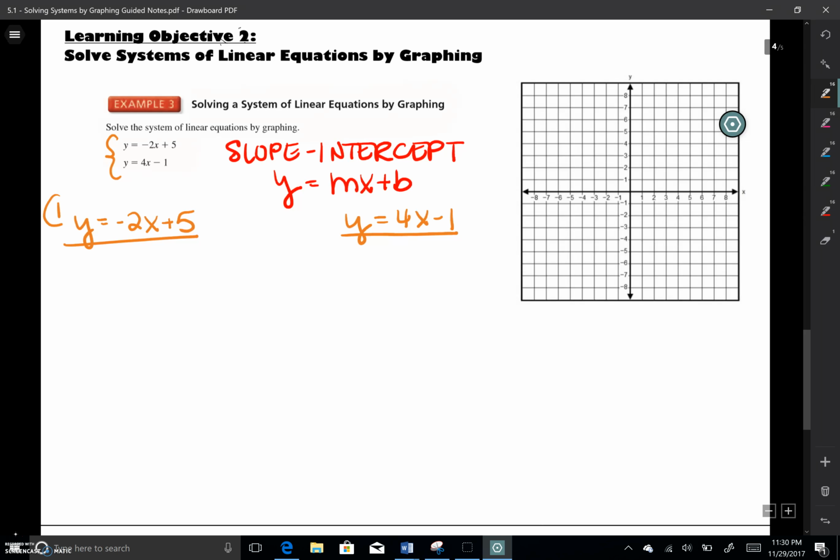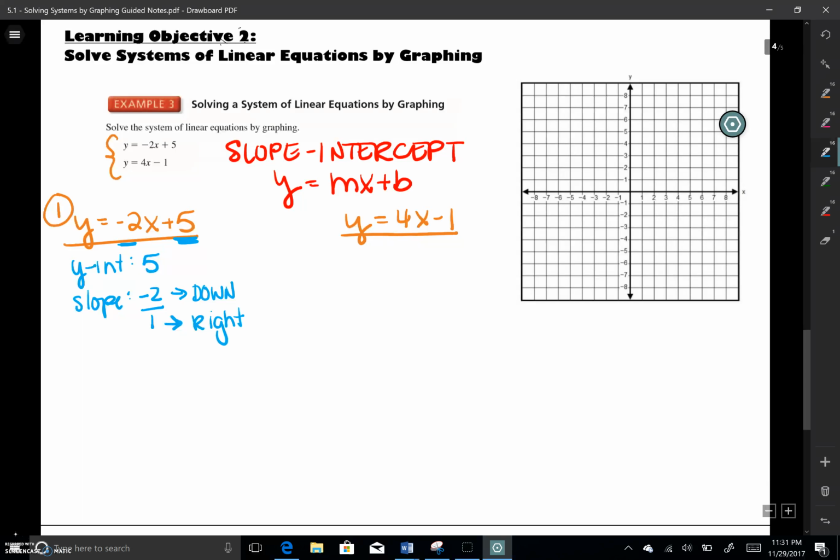My first equation, y equals -2x plus 5, luckily is already in slope-intercept form, so I don't have to change it at all. I can go ahead and start to graph. In order to graph, I need two pieces of information. The first is my y-intercept. The second is my slope. So my y-intercept here is 5. My slope is -2, which is the same thing as -2 over 1. So I'm going to go 2 down and 1 to the right.